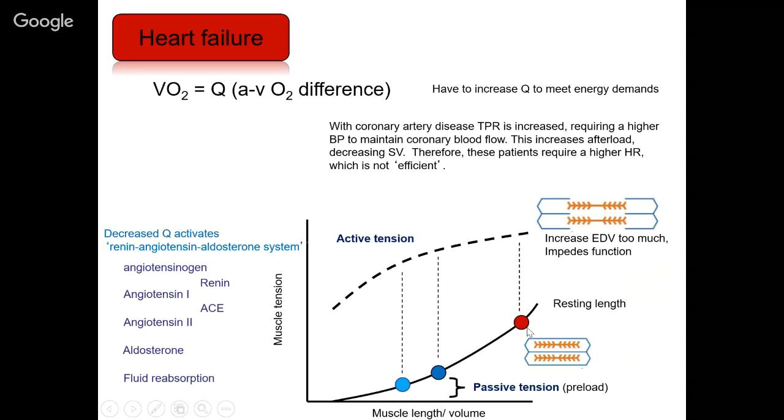But there comes a point, if we move up towards this red dot, where if we've increased our end diastolic volume too much, now function is going to be impaired. Because essentially we've pulled those cross bridges apart, we're not getting the coupling that we want, and so essentially the active tension that is developed actually isn't as effective. So now the heart starts to stretch out, and we start to get into these issues where we have eccentric heart failure.